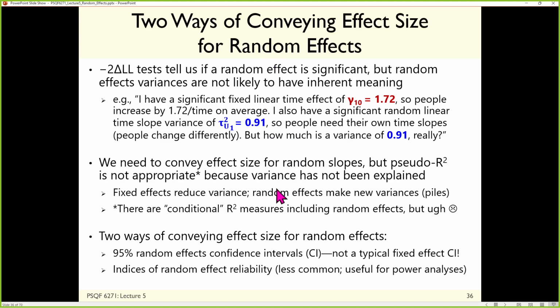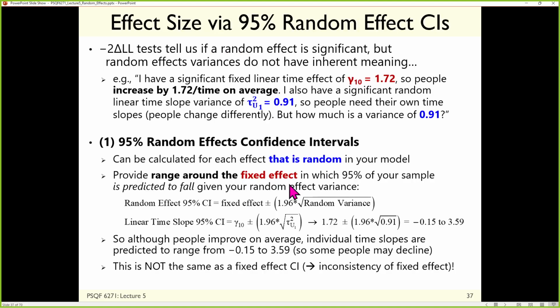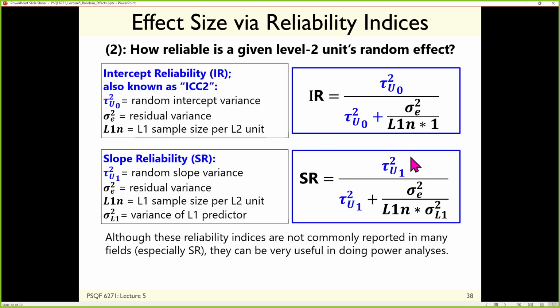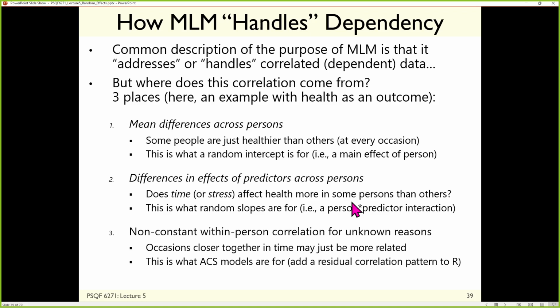This is the idea of random effects confidence intervals, which we did, and I showed that to you in the handout, so I don't need to belabor that point. Same thing with intercept reliability and slope reliability. Those are the same formulas that are in the handout as well.